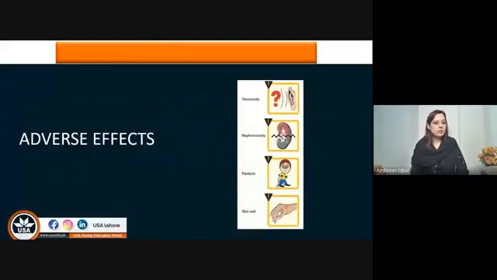Next are the adverse effects. But before the adverse effects, do you have any question related to this? Anybody has any question related to the mechanism of action, related to their pharmacokinetic profile? Hello.